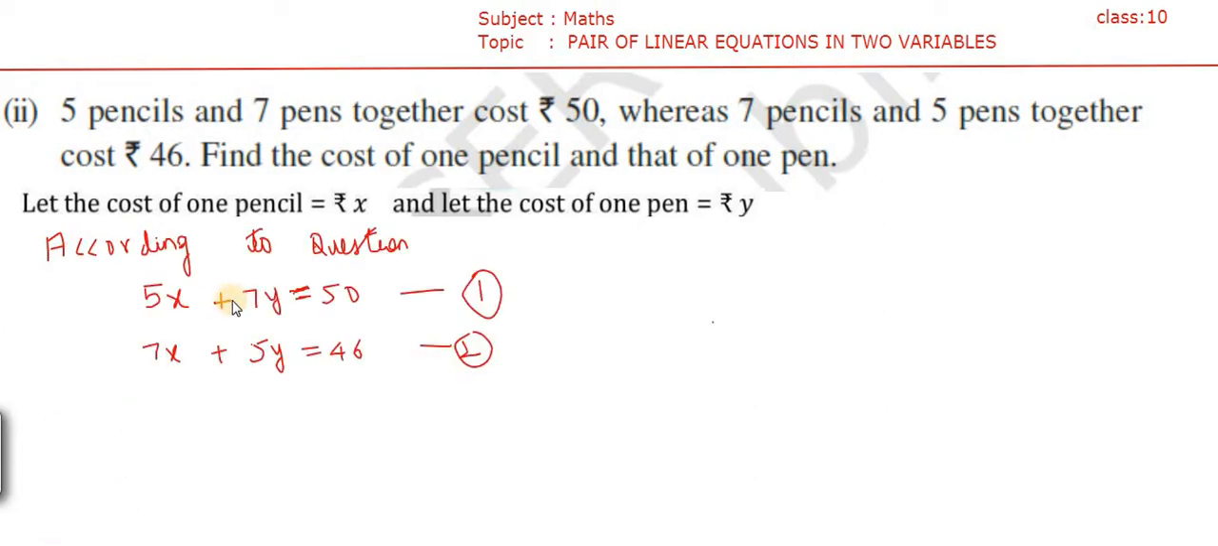According to the question, 5x plus 7y is equal to 50, because 5 pencils and 7 pens together cost 50. Next, 7 pencils, 7x, and 5 pens, plus 5y is equal to 46. Call this equation 2. So this is equation 1 and this is equation 2. We got the first and second equations, so we did that algebraically. Now we need to do it graphically.